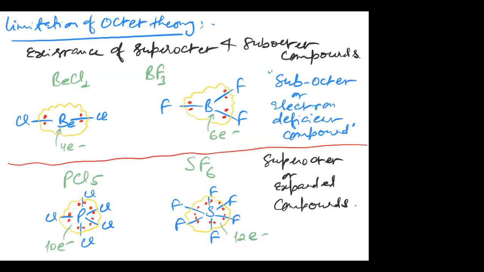I hope you have noted down the definitions of suboctet compound and superoctet compound, and simultaneously expanded octet and electron deficient compound. So this is one of the common limitations of octet theory. Here a bond can be formed even in the absence of completion of the octet. Further, we need another theory known as valence bond theory, VBT.